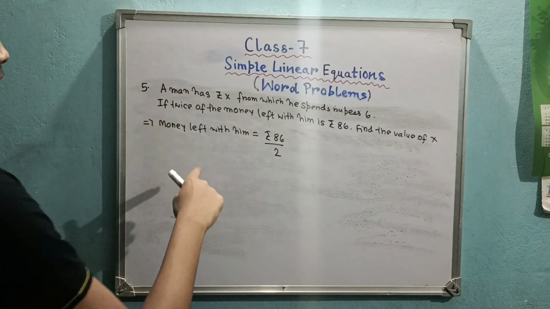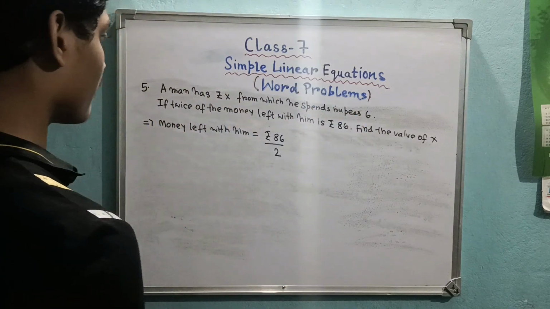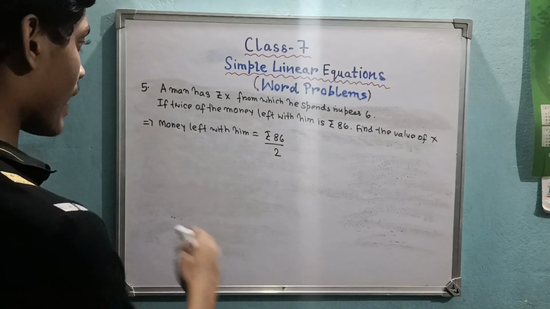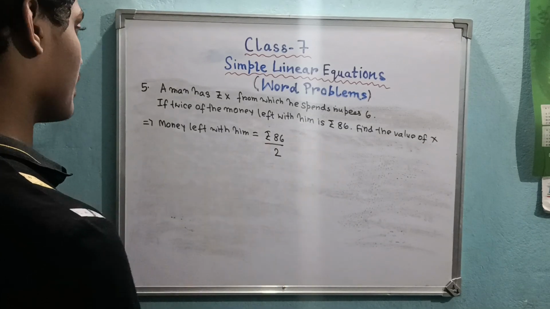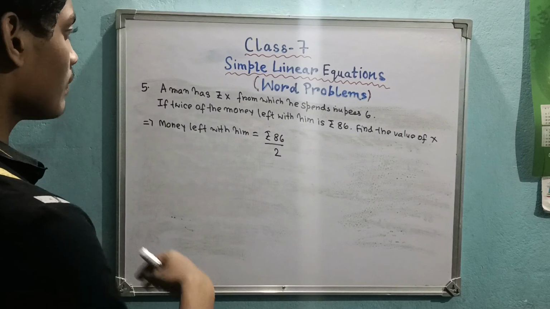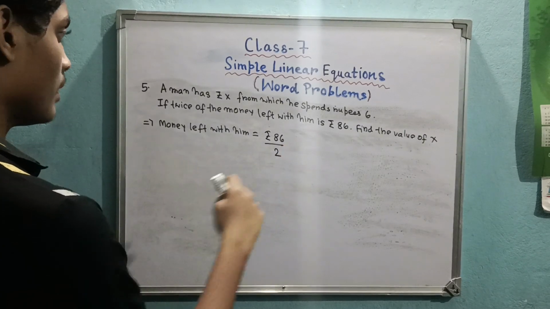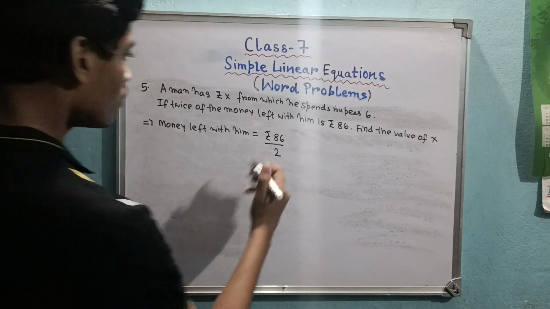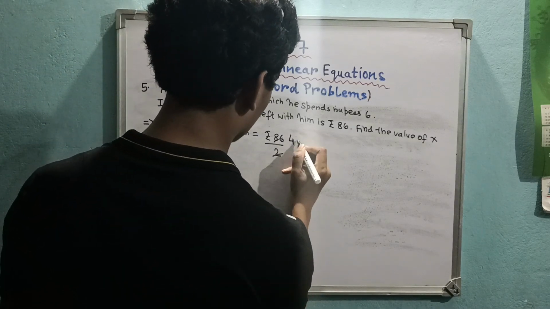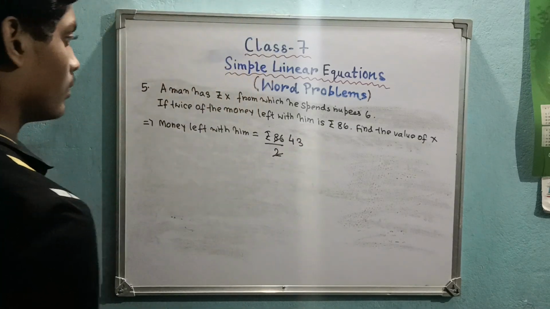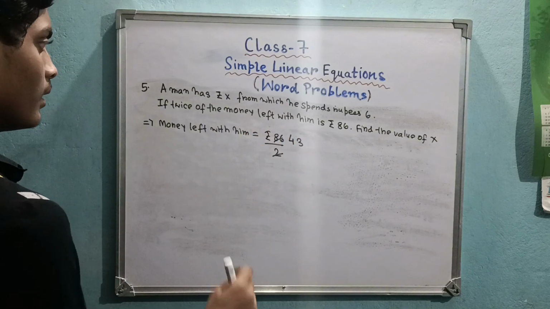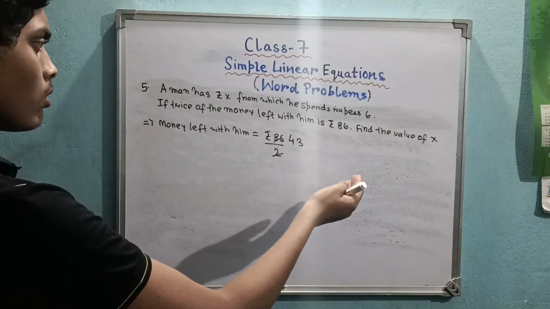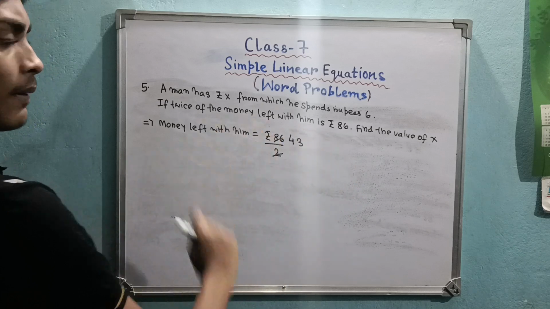It is given that after he spends rupees 6, twice of the money left with him is 86. So what is the money left with him? It is 86 divided by 2, and it is 43. The money left with him is the thing we have to find. Its twice is 86, so its half will be the money left with him.